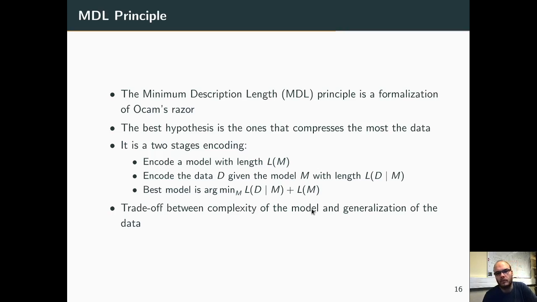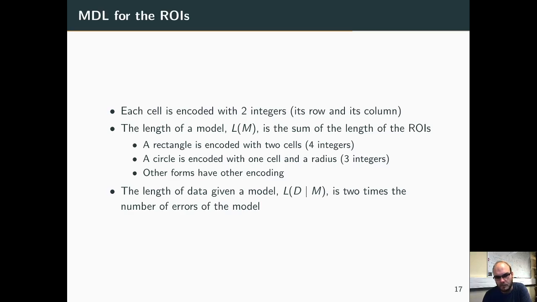So in terms of the MDL principle, you have the length of the model, you have the length of the data given the model, and you want to minimize the sum of the two, so you have this trade-off between the complexity of the model and the generalization of the data. In our case, we work with integers, so the length of the model is just the sum of the length of the region of interest in the model.